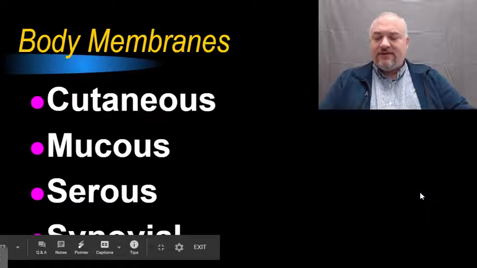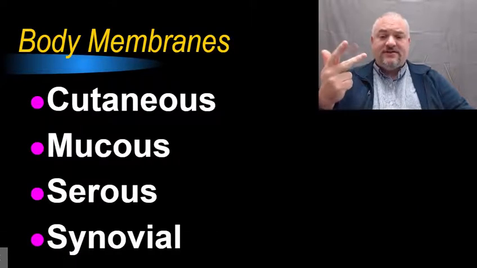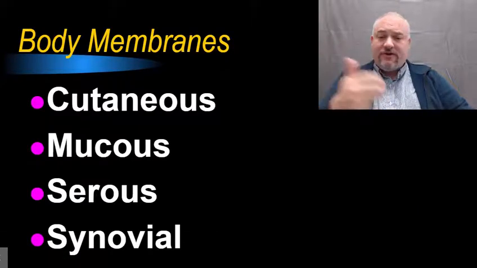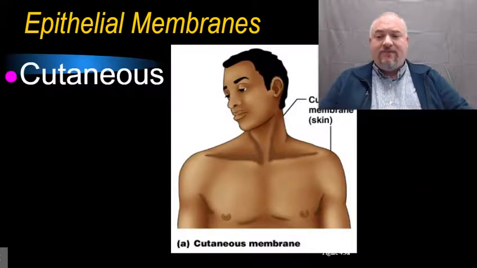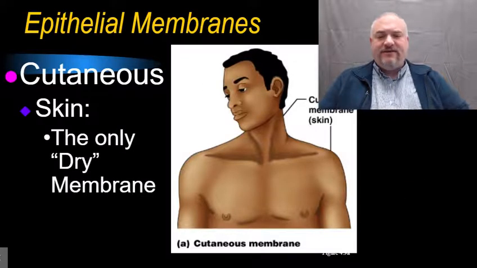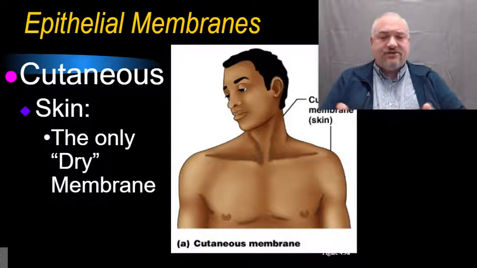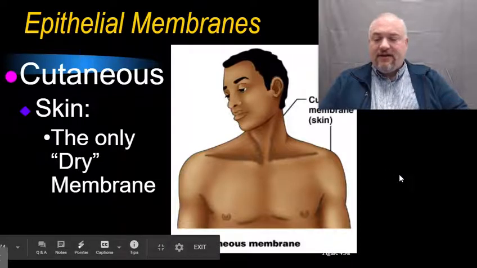So the body membranes. There are cutaneous, mucous, serous, and synovial. And we'll look at each one of those in turn. The cutaneous membrane is basically our skin. It's on the outside. It's the only dry membrane. It's the only one that's constantly dry on its apical surface. Its basal surface is attached to moist things underneath, areolar tissue, etc.